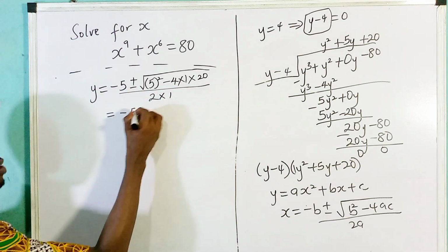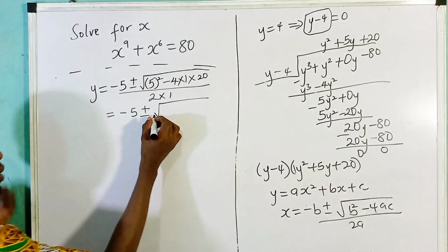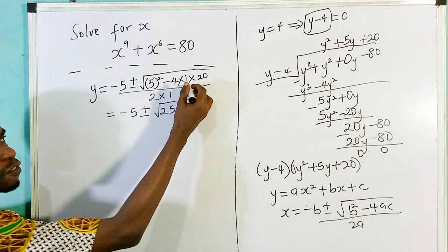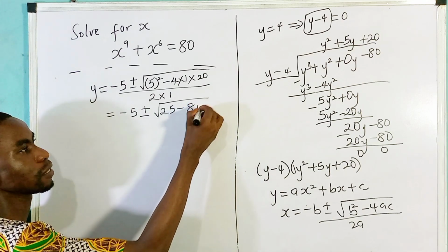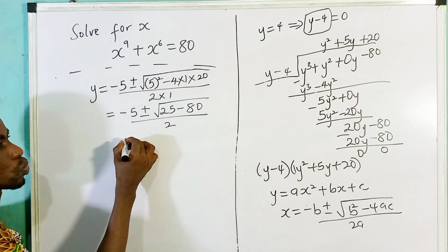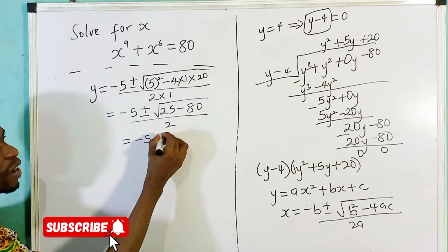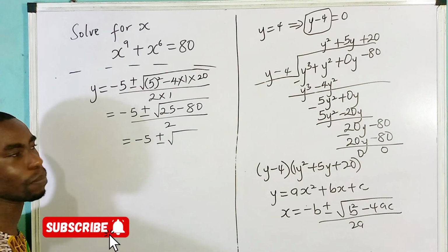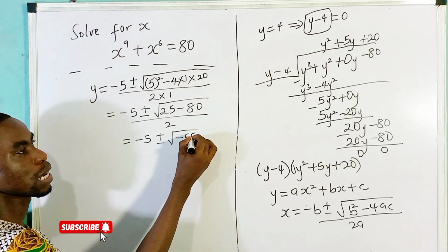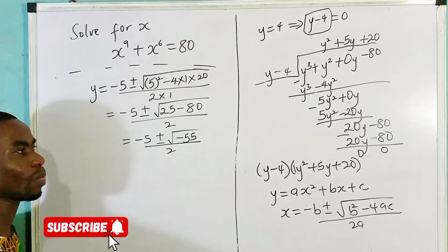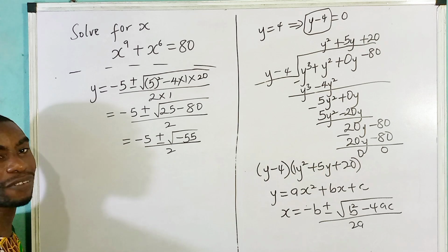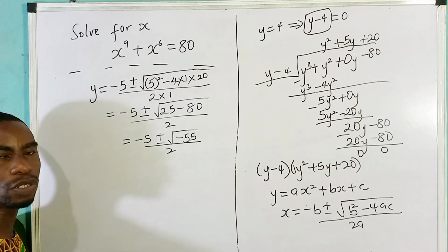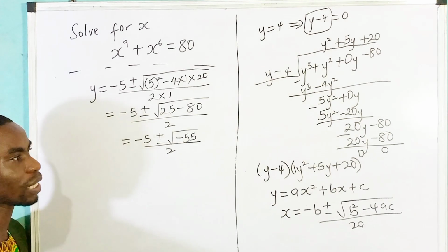So this is minus 5 plus or minus the square root of 5 squared, which is 25, and 4 times 1 is 4, times 20 is 80, divided by 2. So we'll be having minus 5 plus or minus the square root of 25 minus 80, which is minus 55, divided by 2. Now, when we have the square root of a negative number, it means that that number is going to be a complex number. This is what I mean.